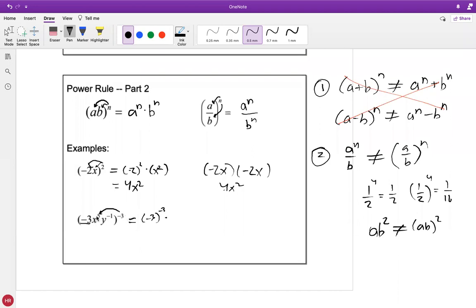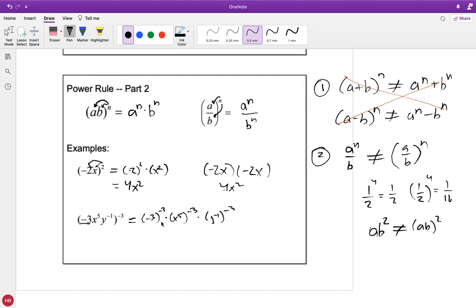This is like that power rule, the power rule part 1, I guess, when you raise a power to a power. Let me just rewrite it all first. And then y to the -1 to the -3. So I just distributed the -3 to each term inside the parentheses. I put it on the -3, I put it on the x to the 5th, and I put it on the y to the -1.